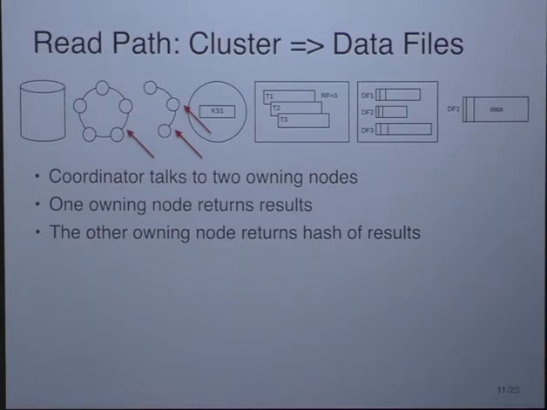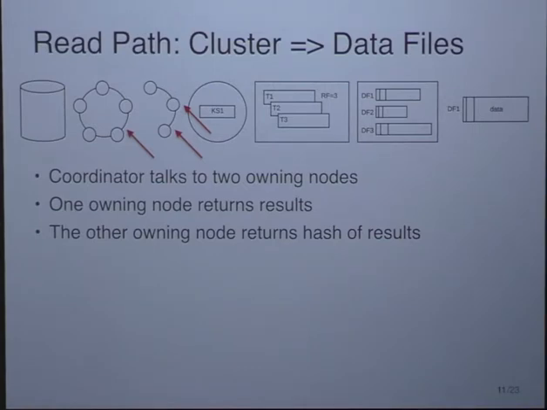It can issue a read and it can issue a digest read. The read will return the results. The digest read calculates the results, hashes them, and only returns the hash. And the coordinator takes the real results from one node, hashes them in the same way, and compares the two hashes. If those two hashes agree, then it will just return the results it got from the one node.